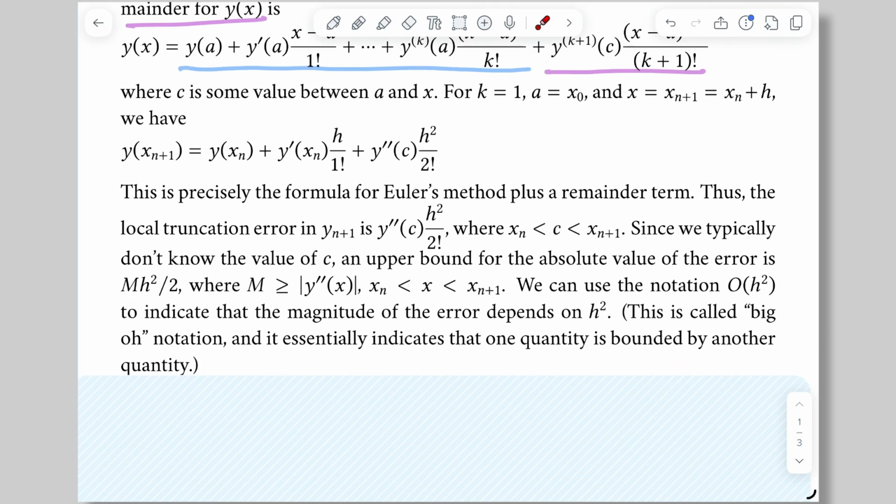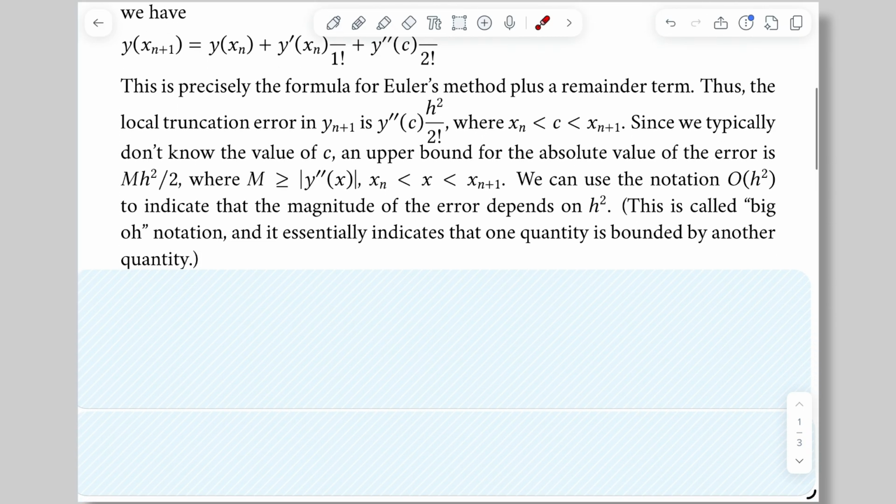Now I know that was thick, and there's a lot of text on the screen, but what I want you to get here is that the local truncation error is related to h squared. It's actually y double prime of c times h squared over 2 factorial. c is some value between the previous x value and the new x value. We're not going to try to find a value for c. We're just going to say that the absolute value of the error is M h squared over 2, where M is no smaller than the absolute value of the second derivative of the function over the interval between x sub n and x sub n plus 1.